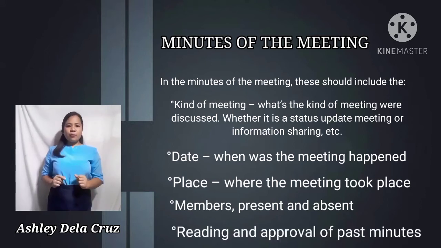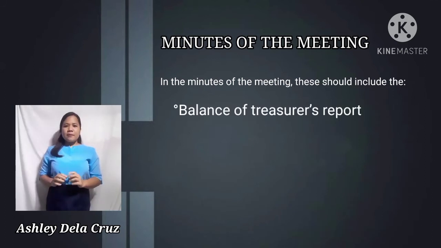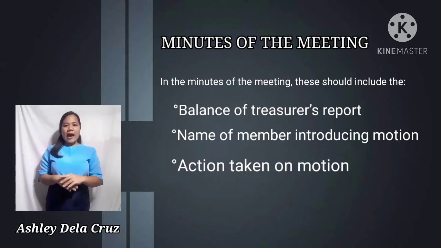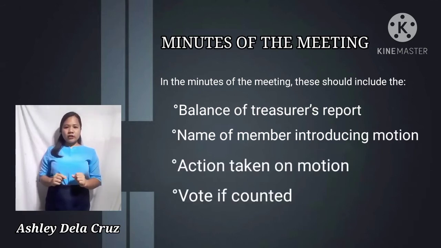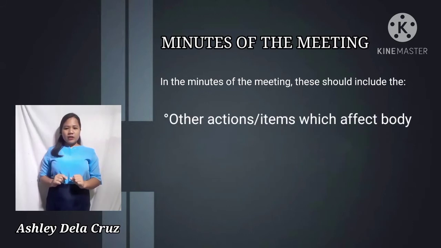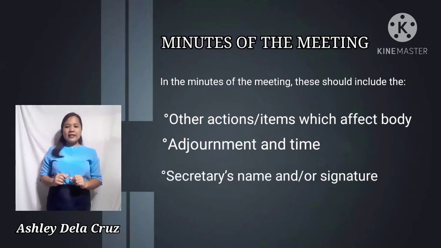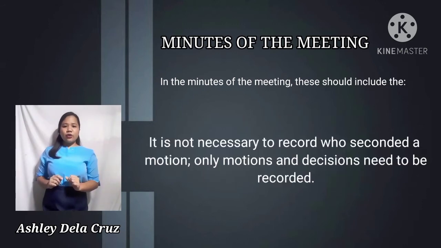Reading and approval of past minutes. Balance of treasurer's report. Name of member introducing motion. Action taken on motion. Vote, if counted. Other actions or items which affect the body. Adjournment and time. And lastly, secretary's name and signature. It is not necessary to record who seconded a motion. Only motions and discussions need to be recorded.